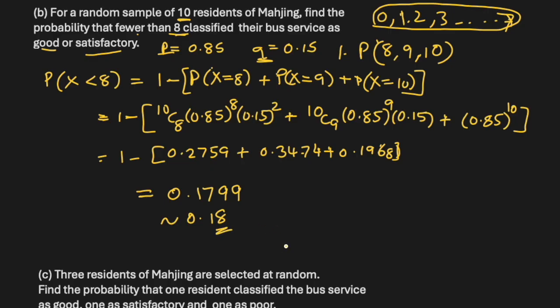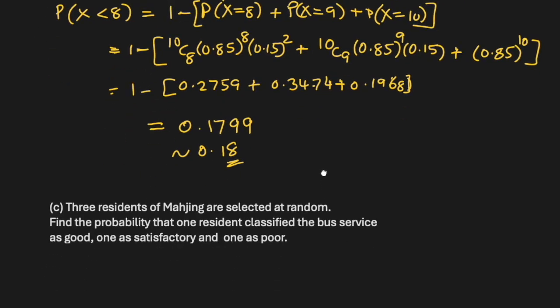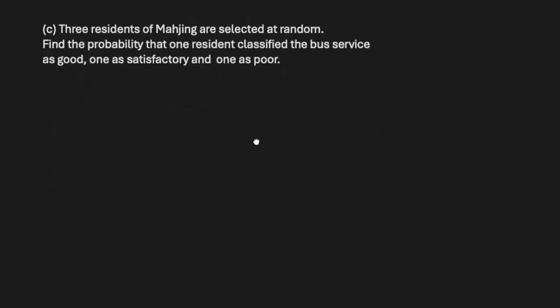Okay, next part. 3 residents of Marging are selected at random. Find the probability that one resident classified the bus as good, one as satisfactory. So the probability of good is 0.25. The other person, satisfactory, is 0.6, and the last person who said it's poor is 0.15. However, we don't know who said what. So it's possible that the first person said satisfactory, the second person said poor, the third person said good. So they can change their place.